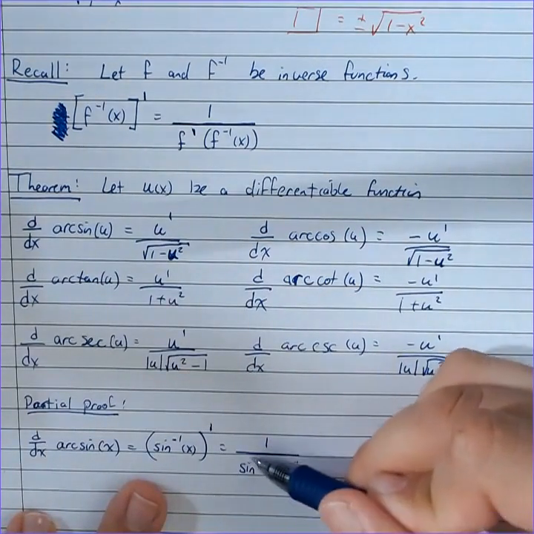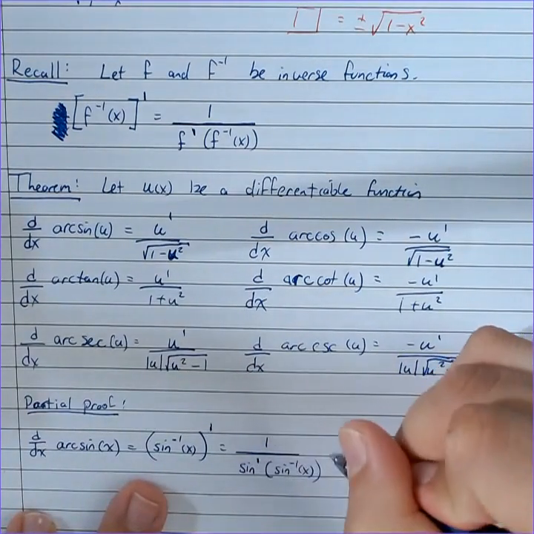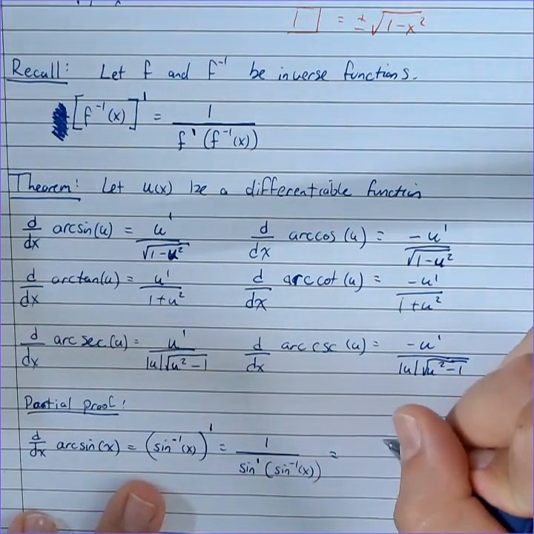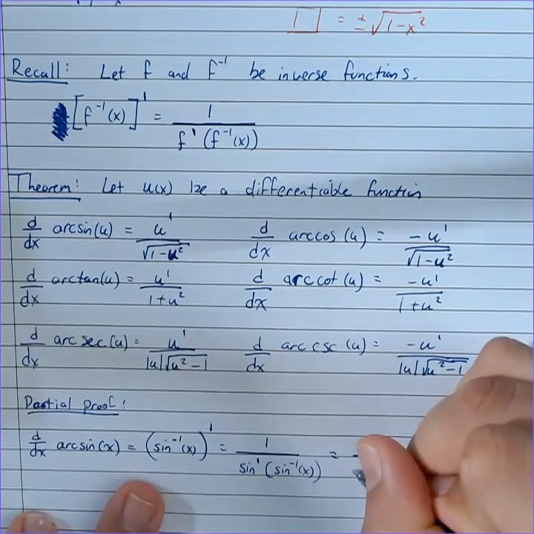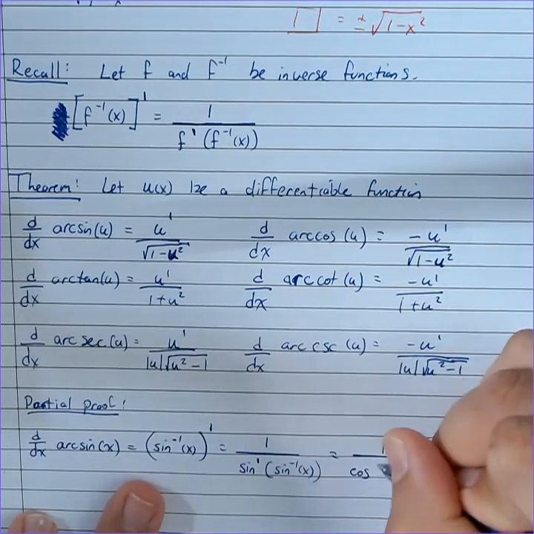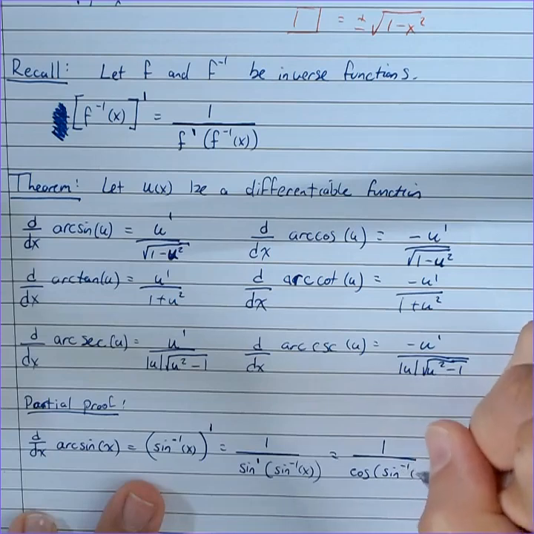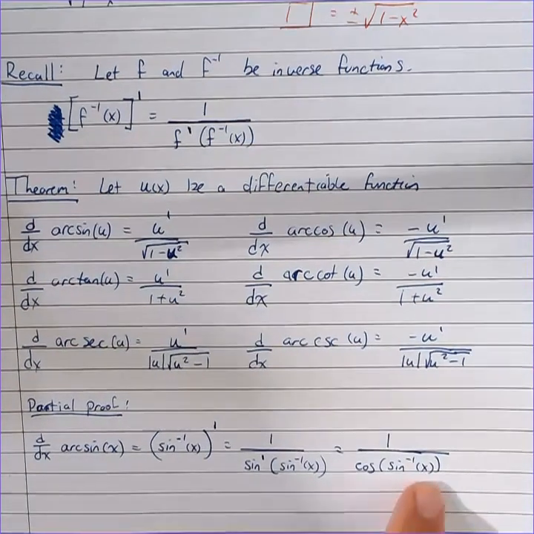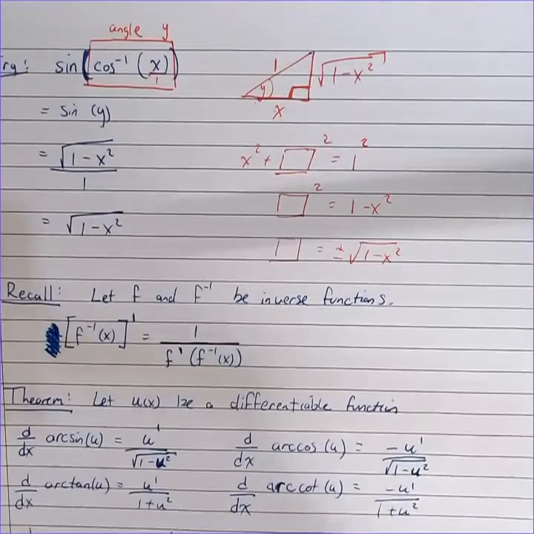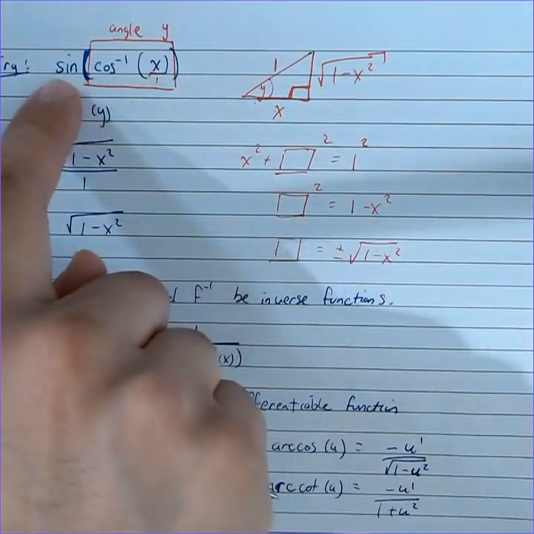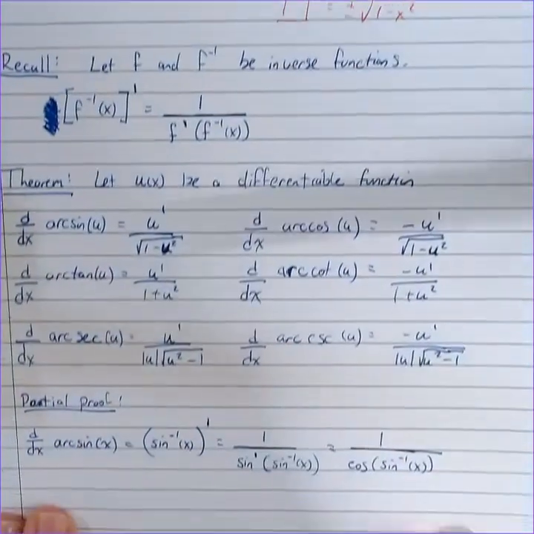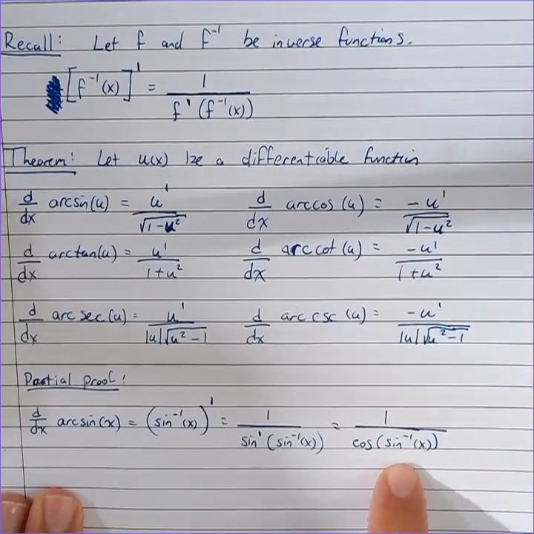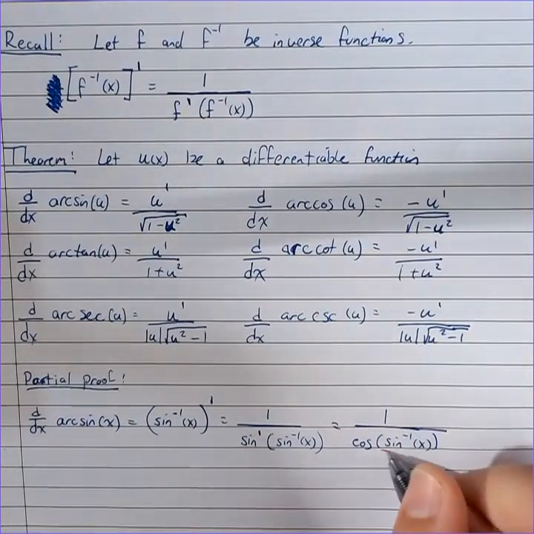1 over f prime of f inverse. Well, I know how to take the derivative of the sine function. That's the cosine function. So that's going to be 1 over the cosine of the sine inverse of x. Just like that. But now, I know how to do that. That's what we did up here. When we take sine of the inverse cosine, or in this case, cosine of the inverse sine, we're going to simplify this.